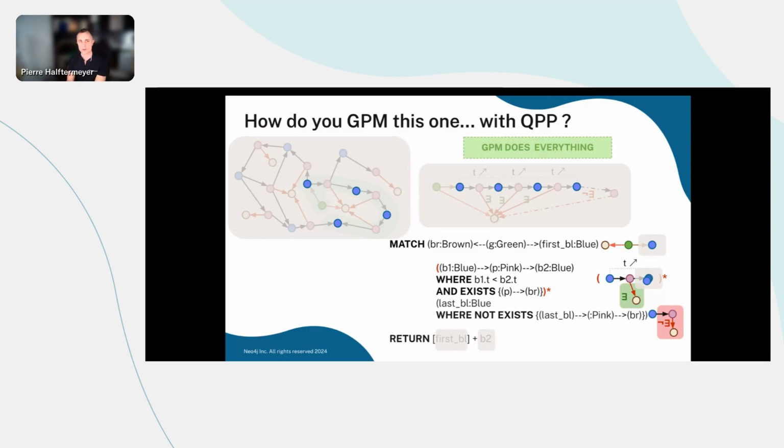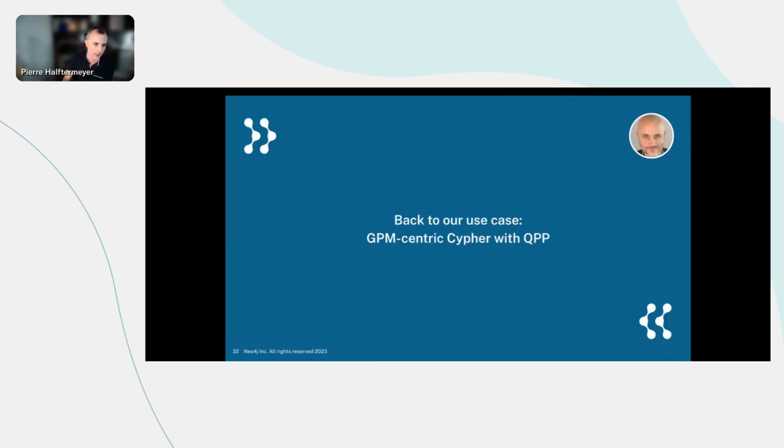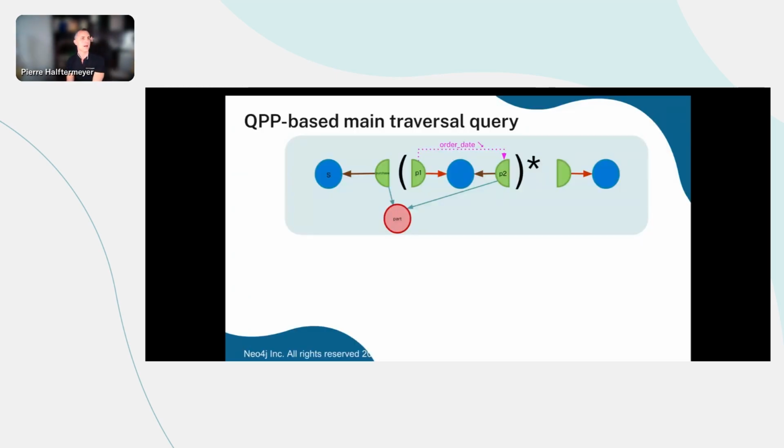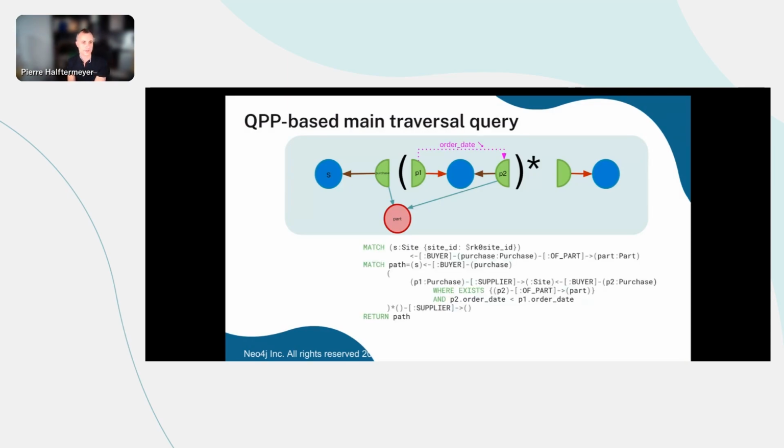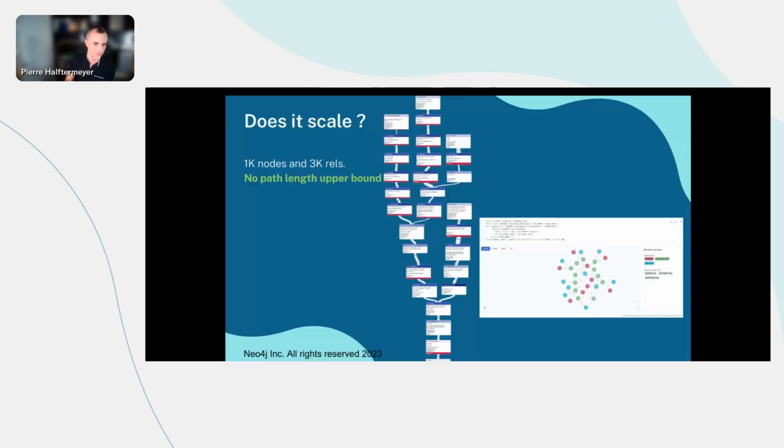And to sum up, GPM does everything, and that's what we wanted. We want a graph pattern matching centric language, and we now have it with QPPs. So GPM centric Cypher. Cypher is GPM centric again with QPP. This is the way we can write the query. Really easy, and it's the same query for our supply chain example. So it was not such a toy example. It was exactly the same, but with colors. It was easier to show.